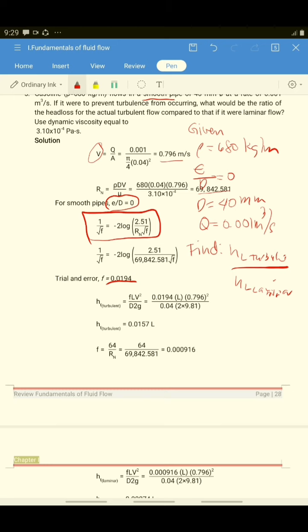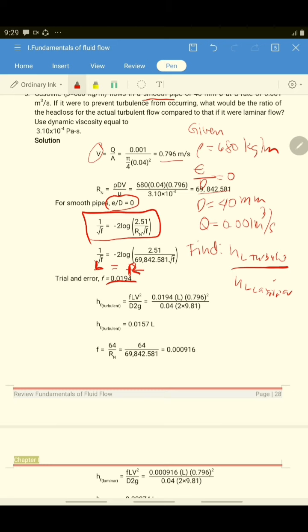You can solve this using calculators. You can solve this using some algorithmic methods, and you can do a simple one, trial and error. If the value of the left side is equal to the value of the right side, you can say that the trial value F is the correct value.